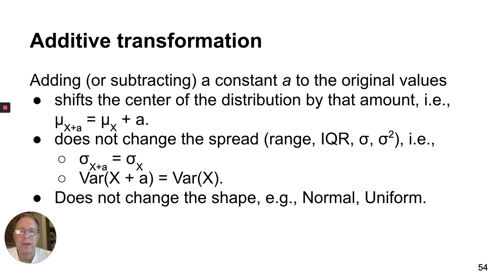Now, adding a constant does not change the spread. It doesn't change the range, the IQR, the standard deviation, or the variance. So I can write that the standard deviation of the new distribution is equal to the standard deviation of the old, and the variance of the new distribution is equal to the variance of the old. And again, it doesn't change the shape. If you start with a normal distribution or a uniform distribution and you add a constant, you'll still get the same.